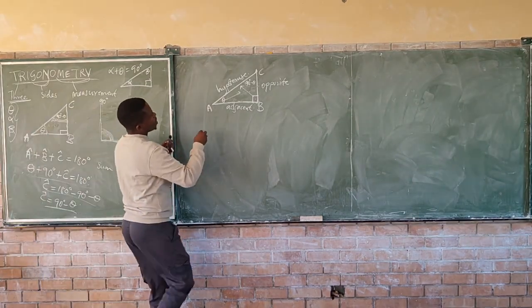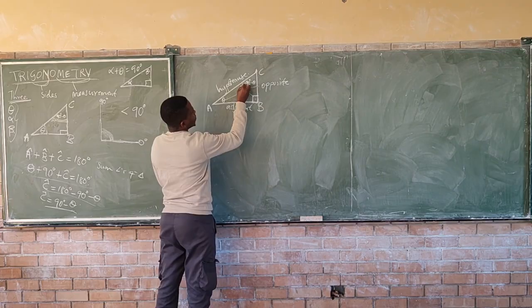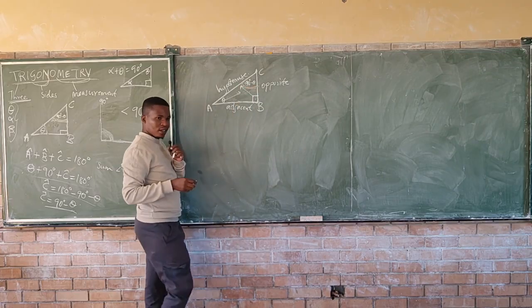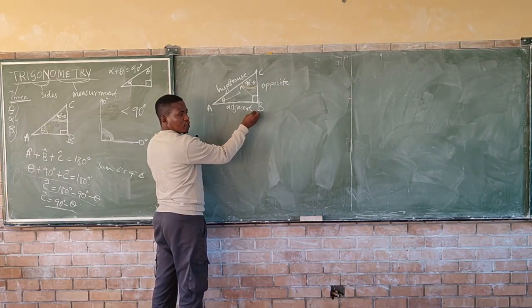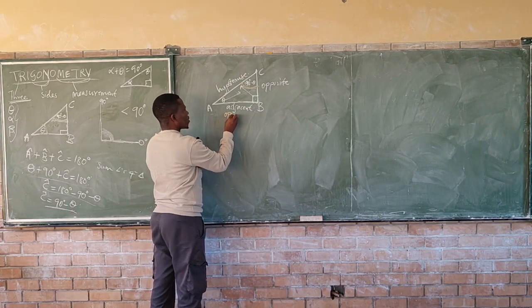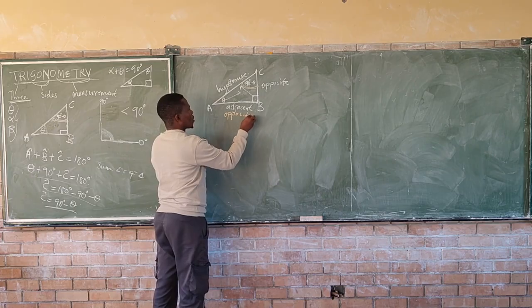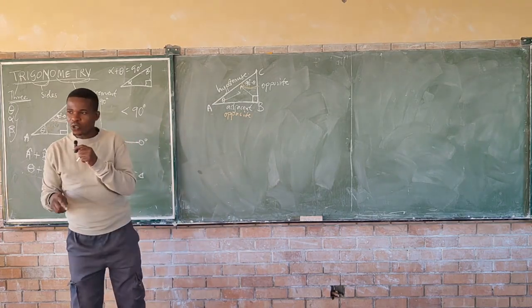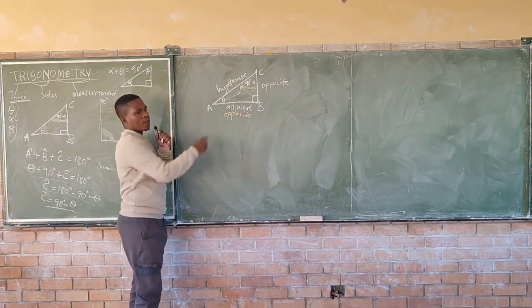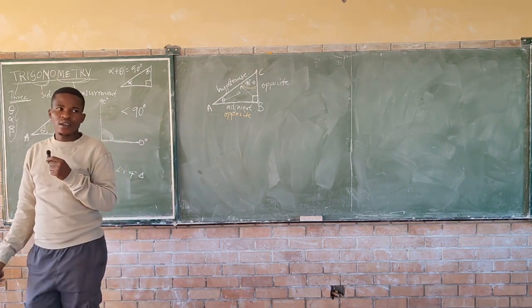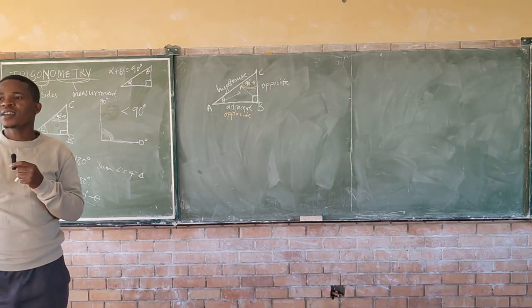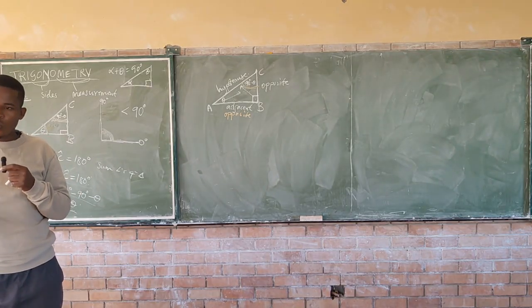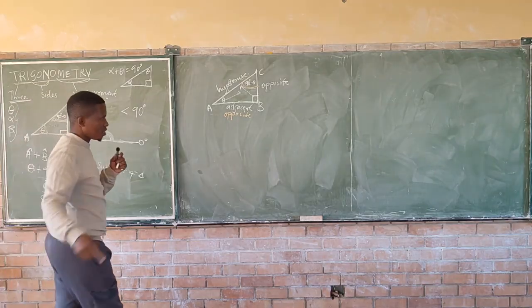Now, what is the opposite of 90 minus theta? It is AB. So can you see this side can be the opposite, but not opposite of theta. Opposite of 90 minus theta. So you must know where you are before you say the opposite is this one.